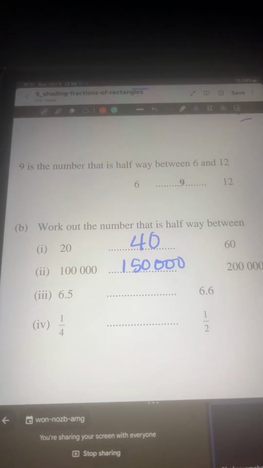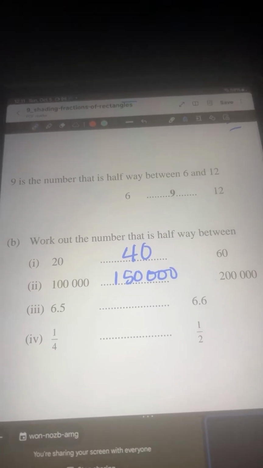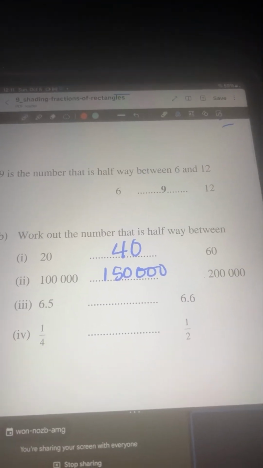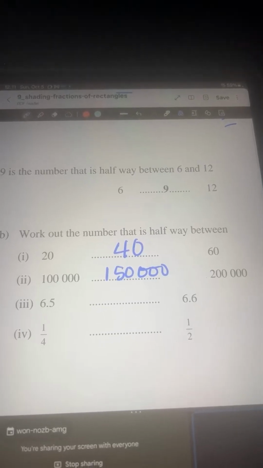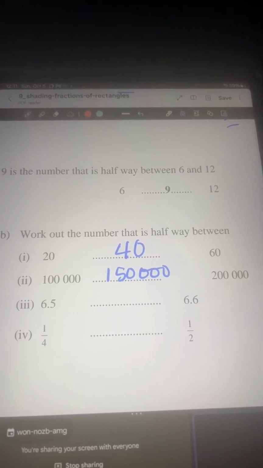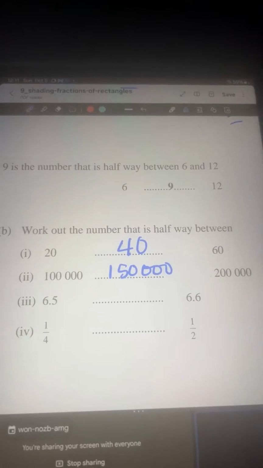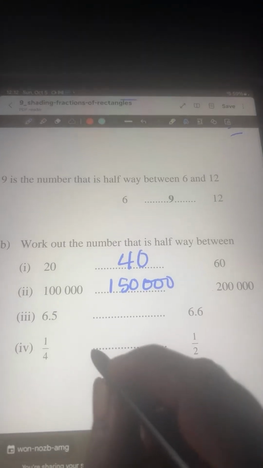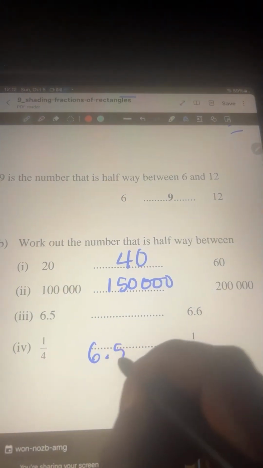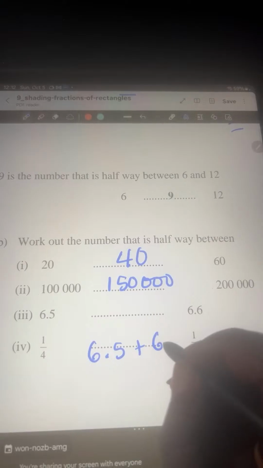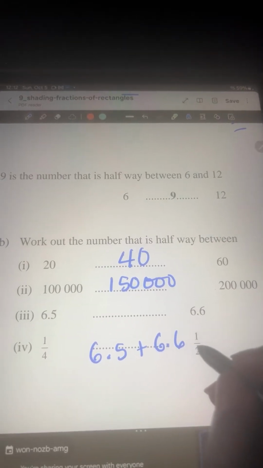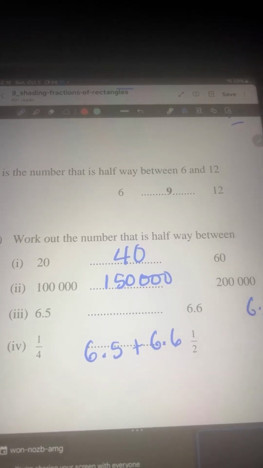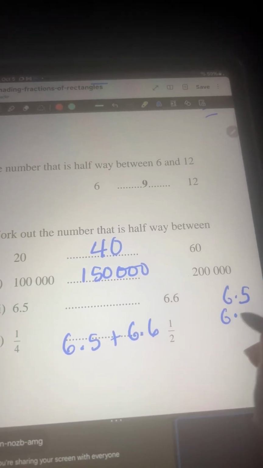Okay. So if you want to find a number that is in between 6.5 and 6.6, what you have to do is to add 6.5 and 6.6. If you want to do that, you just add 6.5 plus 6.6. What will it give you? Look at where I'm adding it. 6.5, 6.6.